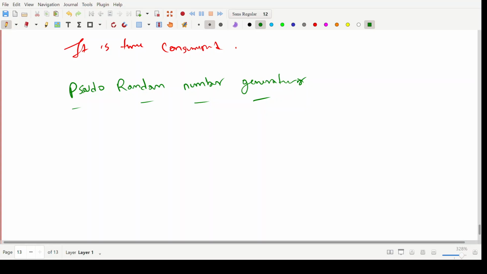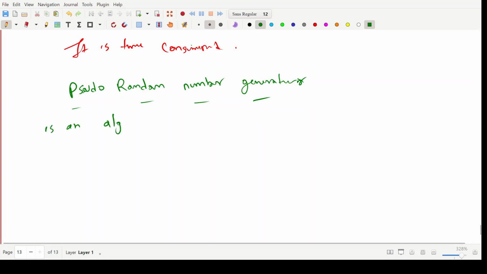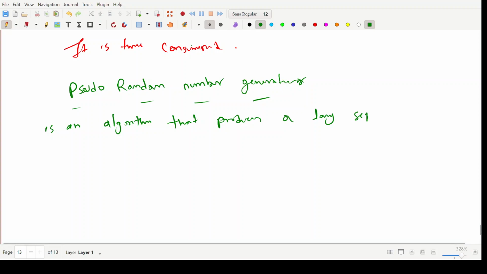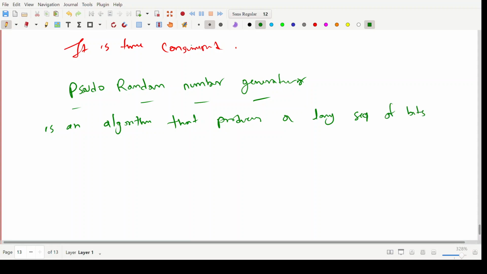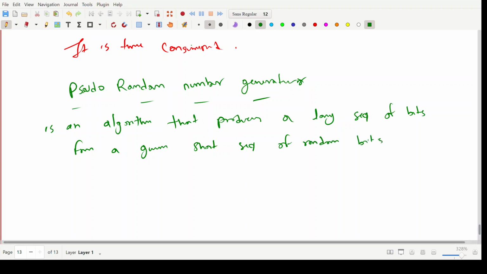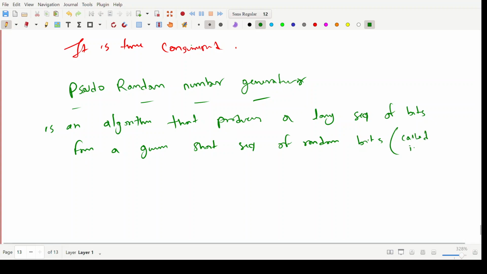What is a pseudo random number generator? A pseudo-random number generator is an algorithm that produces a long sequence of bits from a given short sequence of random bits, called the initial seed.